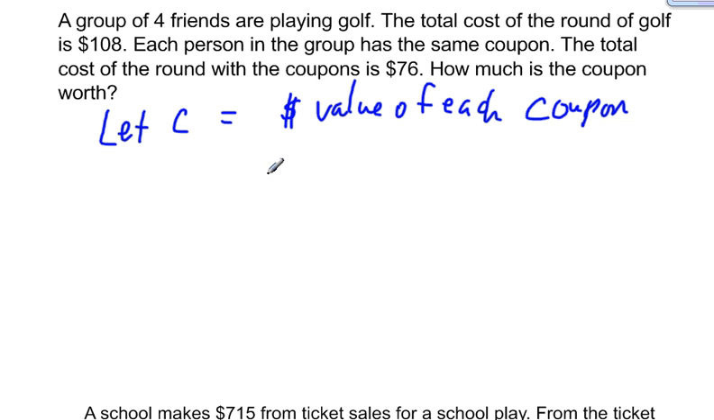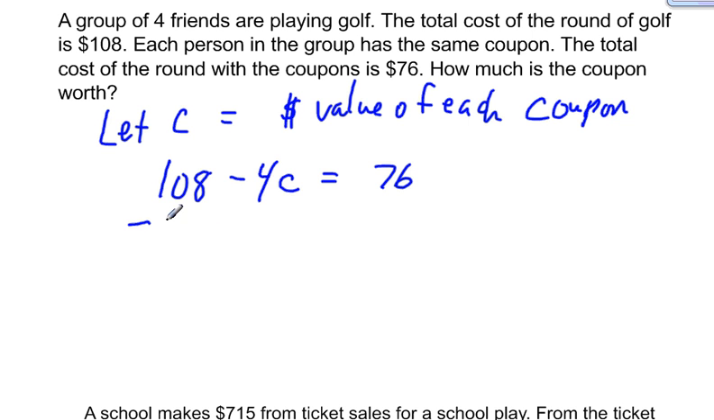Now in this one, one way you could set this up is such that you had to solve a two-step equation. You'd say, well, 108 minus 4 times what each coupon's valued at would equal what they ended up paying. They would have paid 108, but if they subtract 4 times what each person turned in as a coupon, we need to figure out what value that is such that the result would be $76.